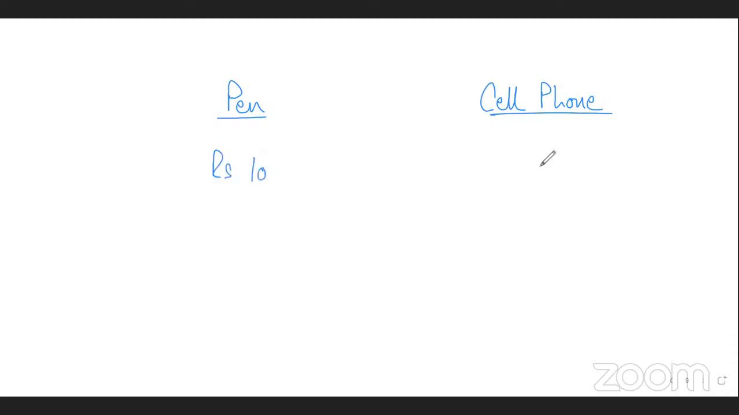A pen costs 10, 15 rupees, not more than that. A textbook, if it's not a pirated version, can easily cost you 1,500 or 2,000 rupees. So if you ask your parents for a new textbook, I'm damn sure they'll ask you why, where is the previous one? But you don't even need to tell your parents if you're buying a new pen, even if every day.